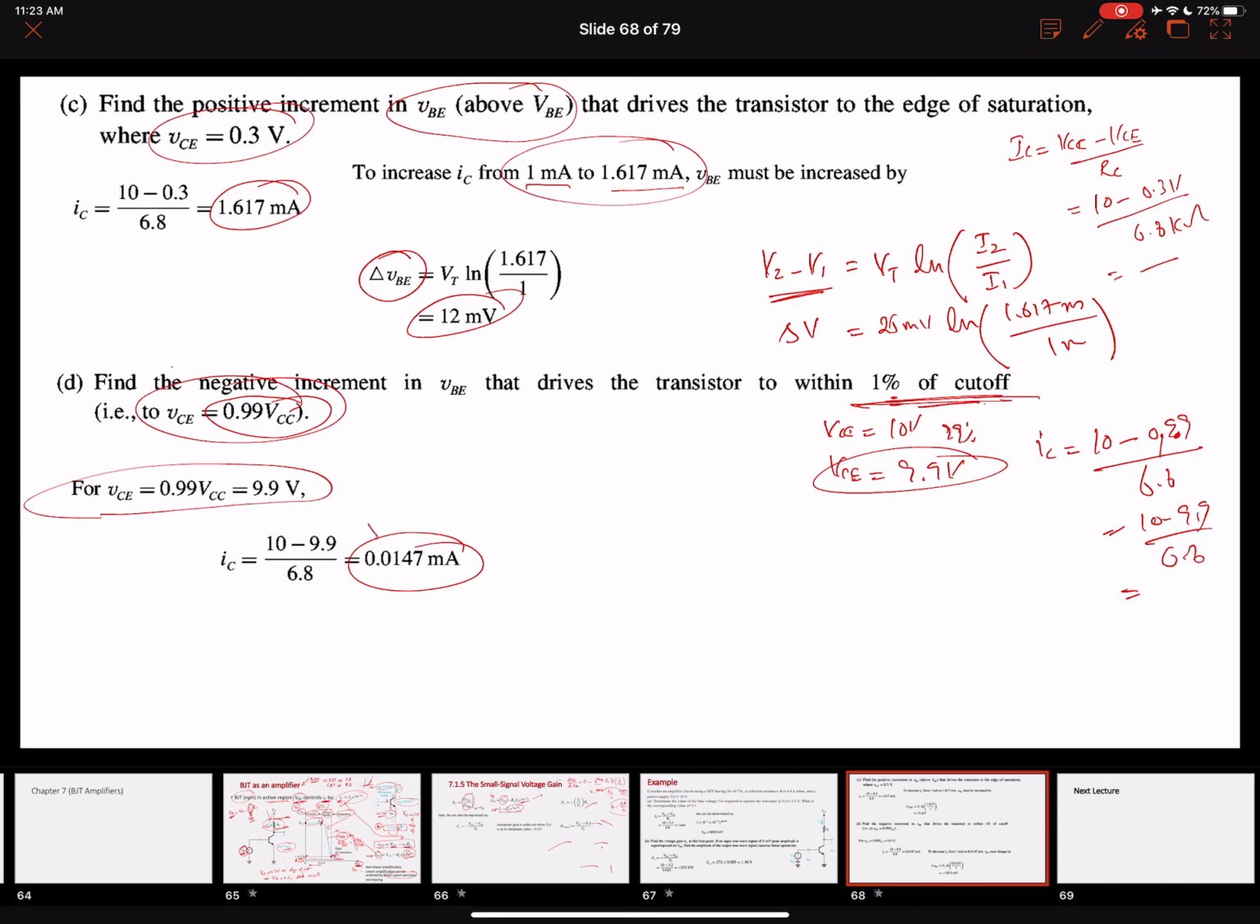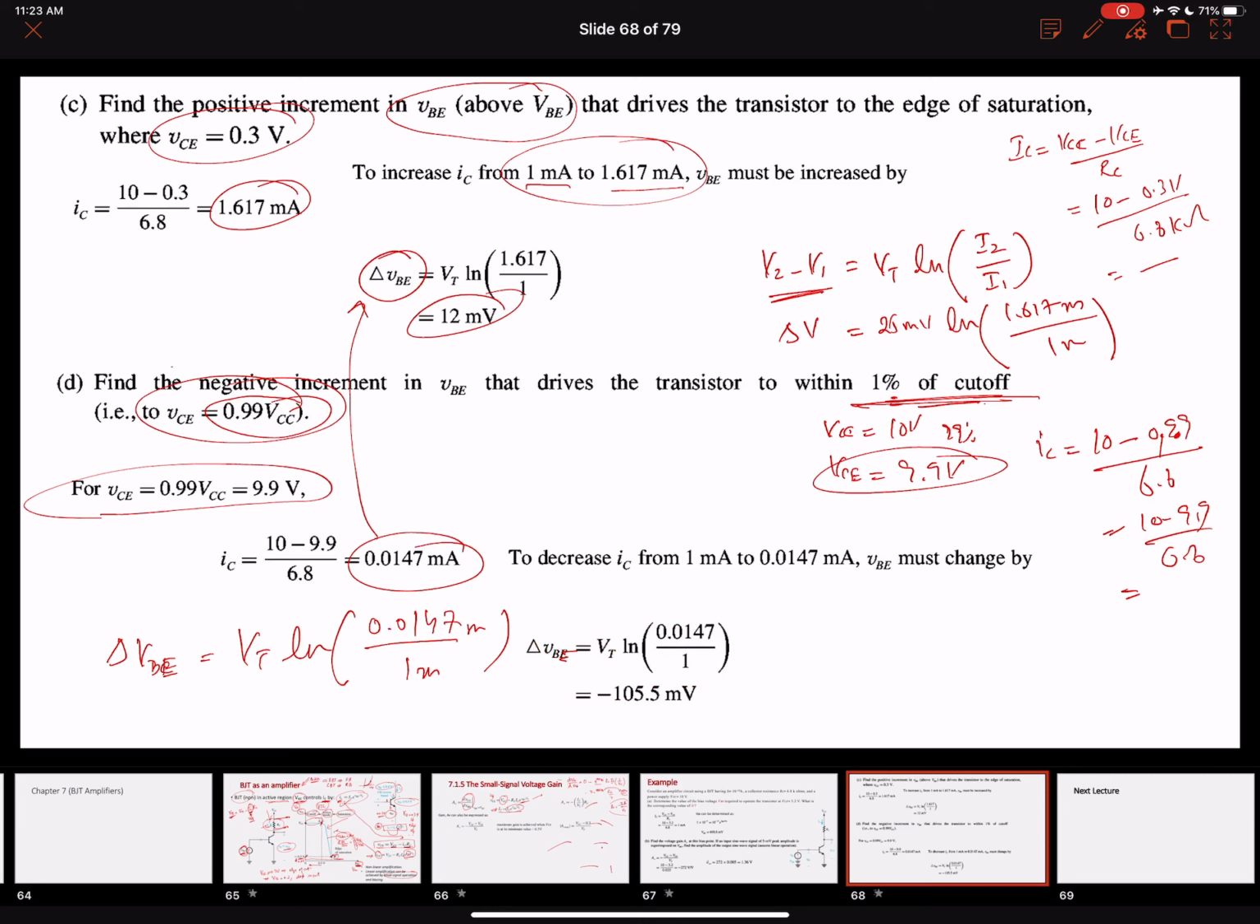And we can use a similar formula over here. Now we are again interested in finding the change in the VBE, the base to emitter change, when our current changes from 0.0147 to 1 milliampere, and the change comes out to be minus 105.5. So this is the negative increment. This is the increment needed to move the transistor to the cutoff or very close to the cutoff condition, right?